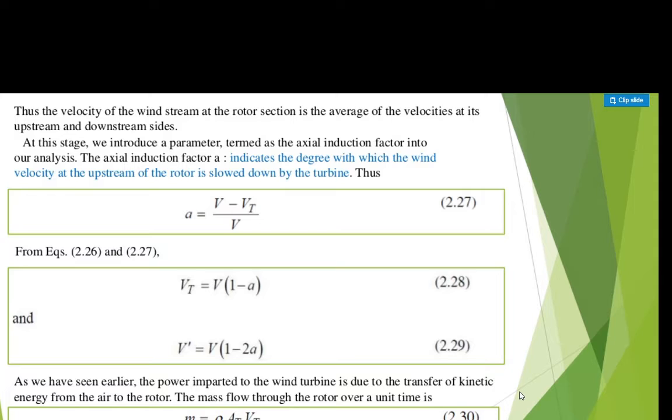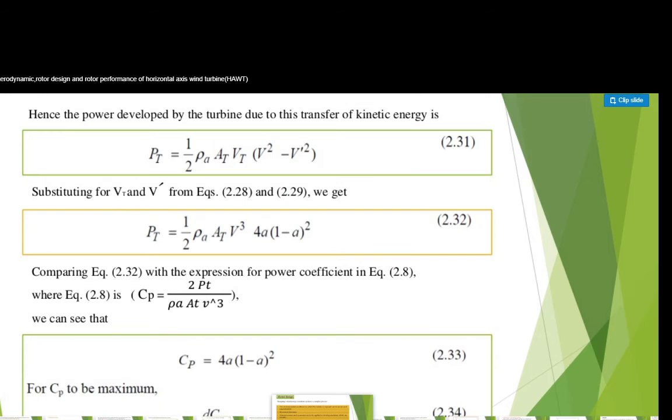As we have seen earlier, the power imparted to the wind turbine is due to the transfer of kinetic energy from the air to the rotor. The mass flow through the rotor over a unit time is m is equal to rho At Vt. Hence, the power developed by the turbine due to the transfer of kinetic energy is P is equal to half rho At Vt (V square minus V dash square). Substituting the value of V dash, Pt is equal to half rho At V cube 4a into (1 minus a) whole square.